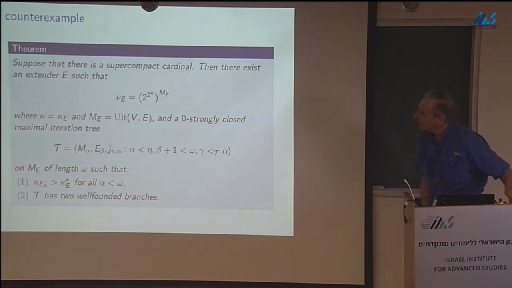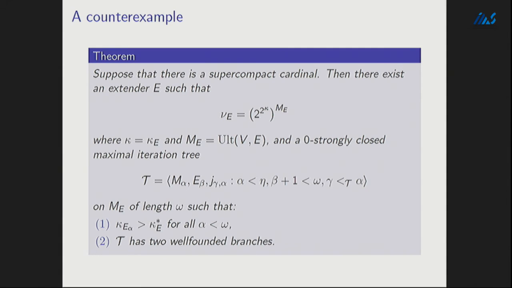Here's a counterexample. Suppose there's a supercompact cardinal. Then there exists an extender E whose natural length is pretty short. It's at most 2 to the 2 to the kappa of the ultrapower, where kappa is the critical point. So that's not a strongly closed extender, but it is a short extender. Its space is its critical point. And then there's a zero strongly closed maximal iteration tree on the ultrapower of length omega, whose critical points are all above kappa E star, and T has two well-founded branches.